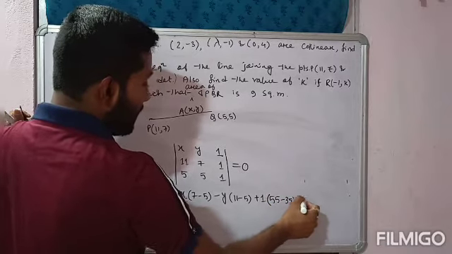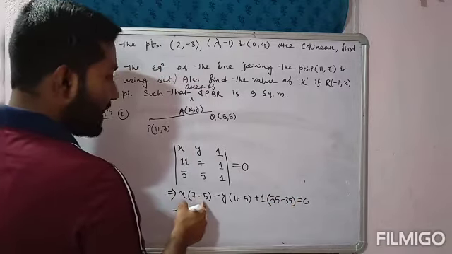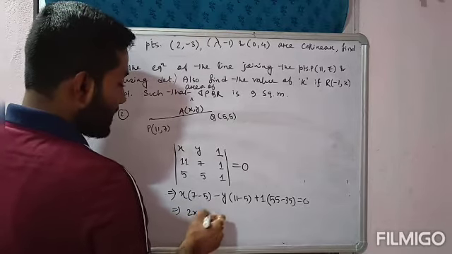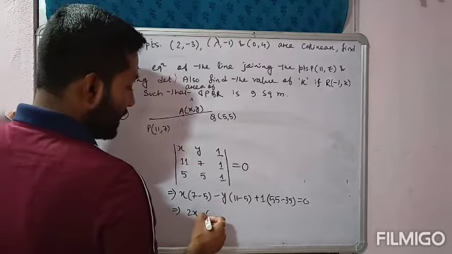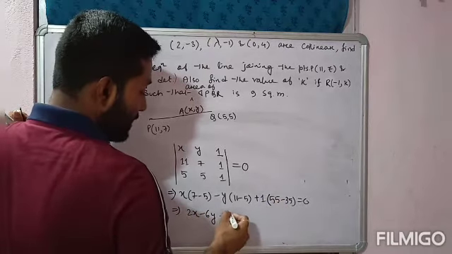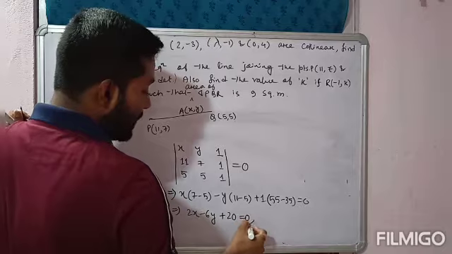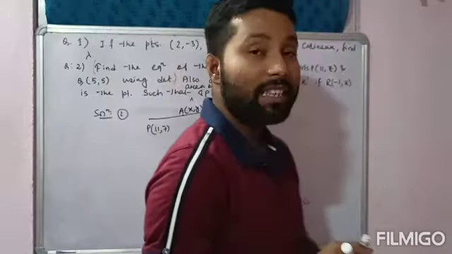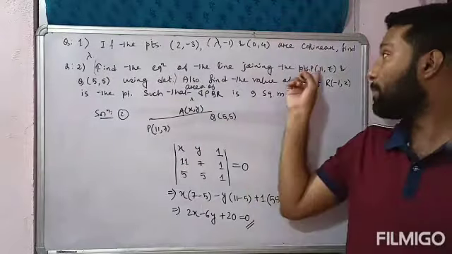You know how to expand? So 7 minus 5, that is 2. 2 into x, twice x. 11 minus 5, 6. 6 into y, that is minus 6y. 55 minus 35, that is 20. So plus 20, this is equal to 0, which is the equation of the line joining the points P and Q.